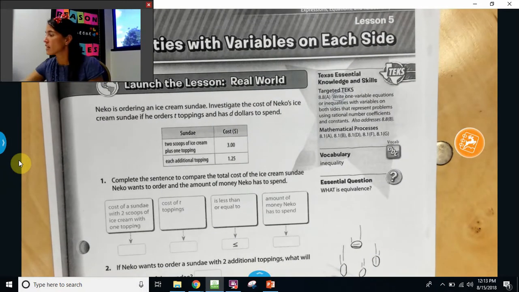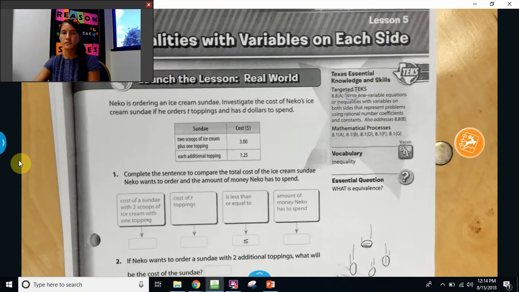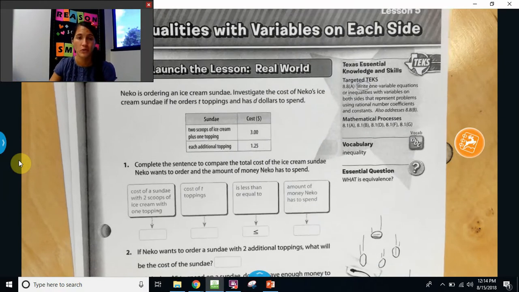Oops, let me fix the focus real quick. Focus. I'm taking it off. Okay, there, we should be good now. So with all that being said, I'm just going to go through these pages and walk you through, and then we'll do our classwork.